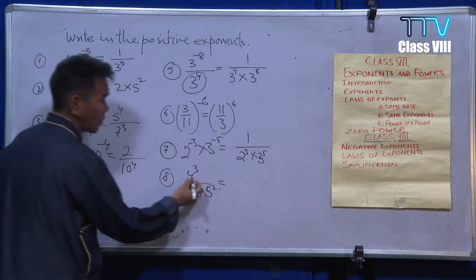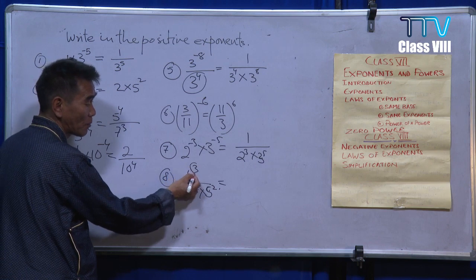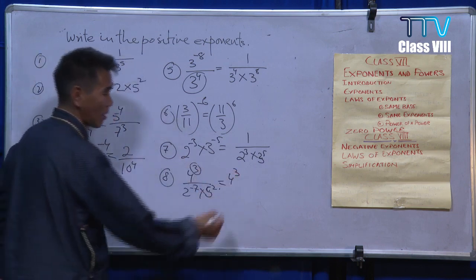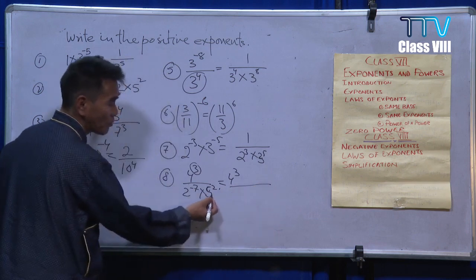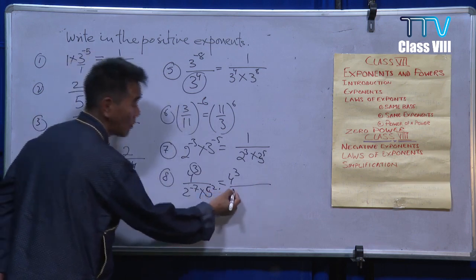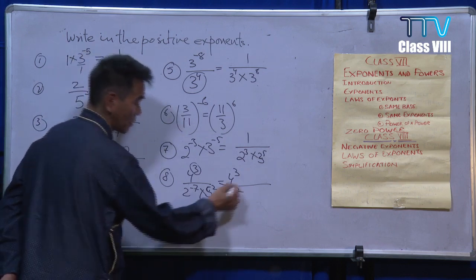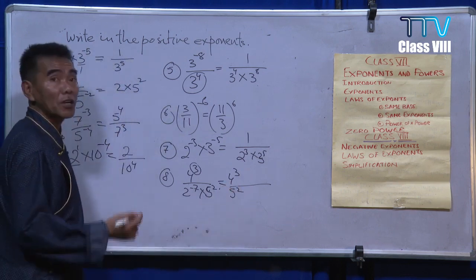Okay. 4 raised to power 3 is positive. Positive, because the exponent is positive. Then 5 raised to power 2 is positive. Sorry, positive 2. Positive, the answer stays positive.